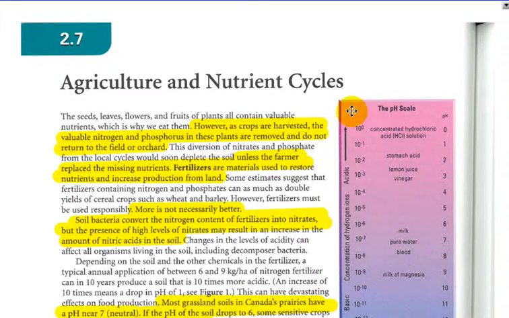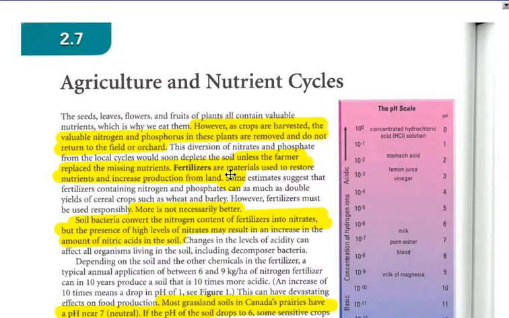So of course we have seeds, plants, animals, etc., or plants taking in nutrients in order to grow. Crops, however, as they're harvested, take nitrogen and phosphorus from the ground, from fields, etc. And this diversion of nitrates and phosphates from local cycles would soon deplete the soil, unless, of course, farmers have some way of restoring those nutrients back in the soil.